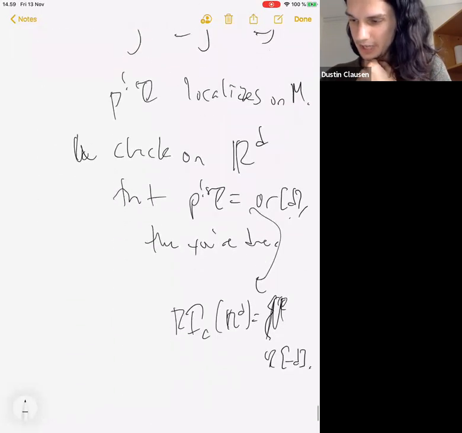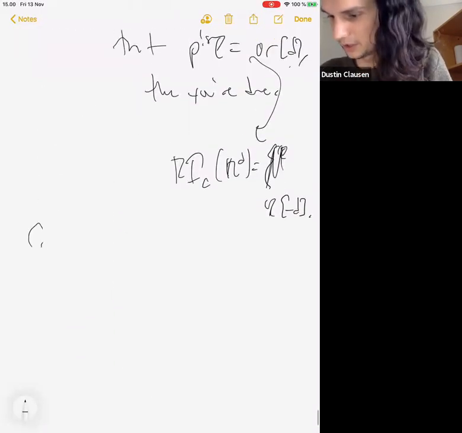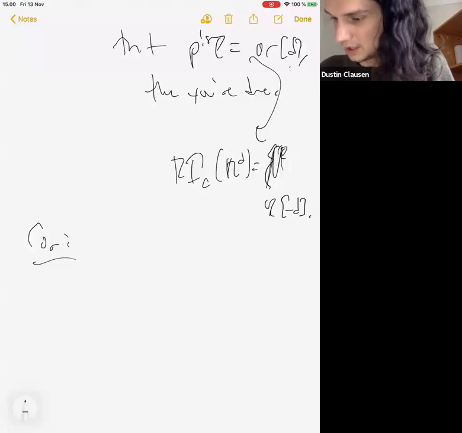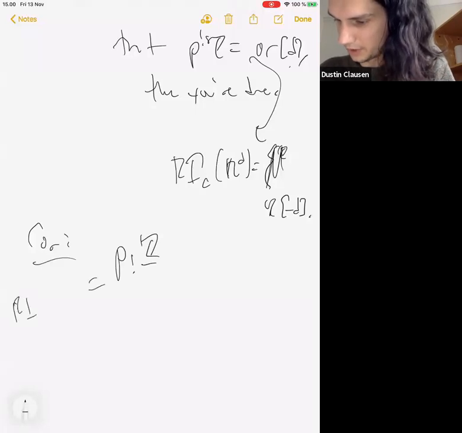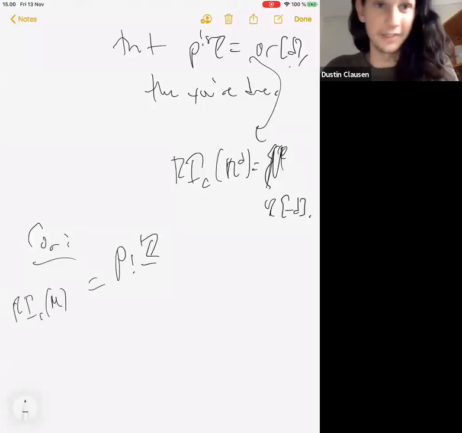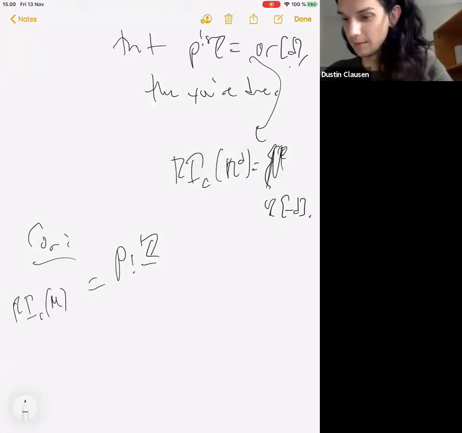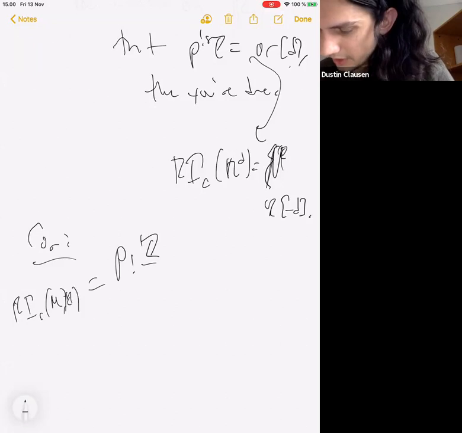Well, we take a special case of a corollary. So if we take the p lower shriek of the constant sheaf, well, this is a complex computing the compactly supported cohomology of M. If you look at the definition, you'll see that this is a complex computing the compactly supported cohomology of M with Z coefficients.